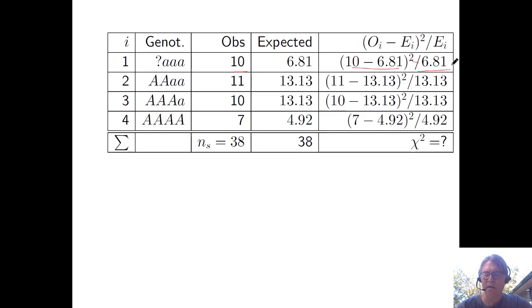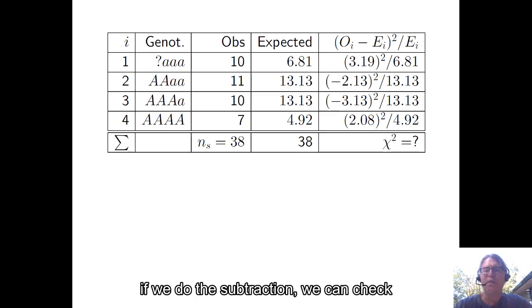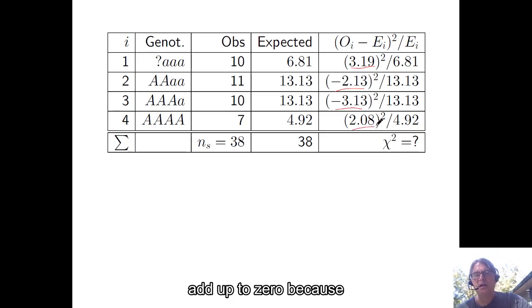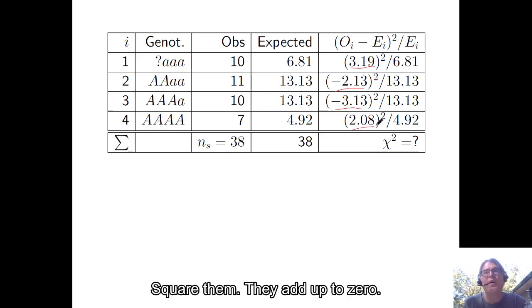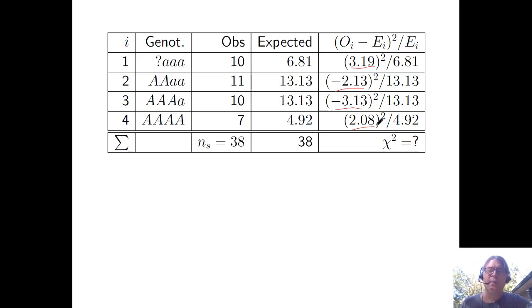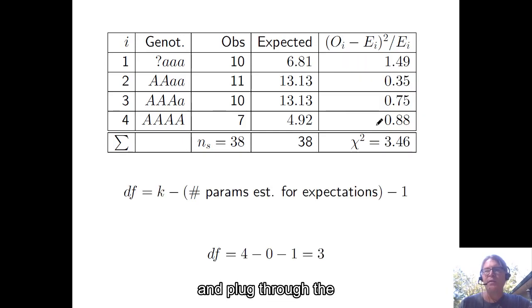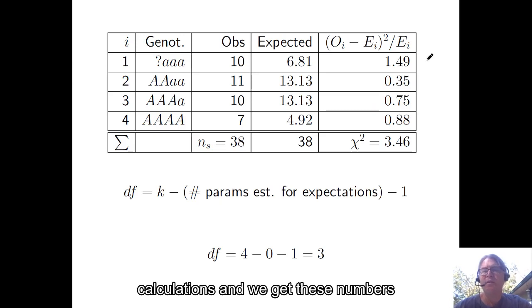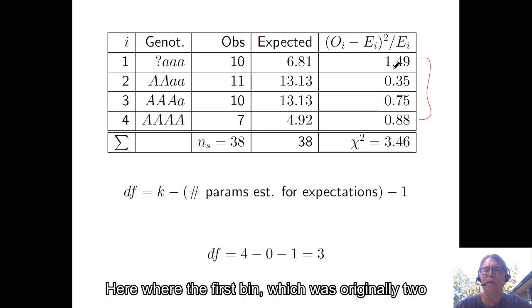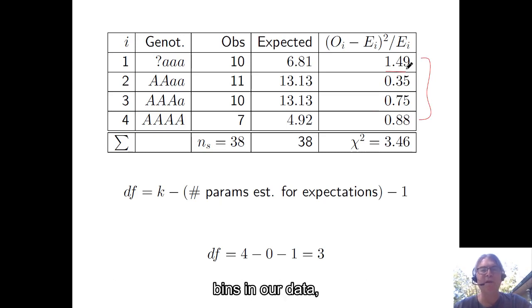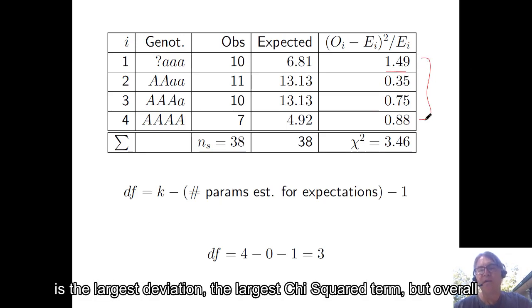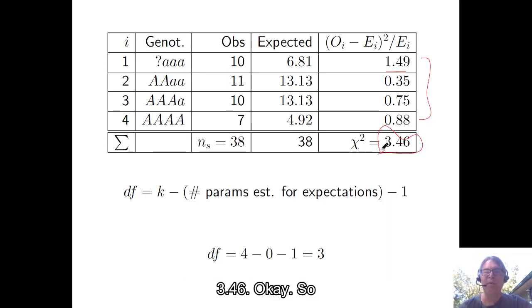Remember that if we do the subtraction, we can check ourselves that all of these numbers should add up to 0 because those are deviations. Before we square them, they add up to 0. So they do in this case. We go ahead and plug through the calculations, and we get these numbers here, where the first bin, which was originally 2 bins in our data, is the largest deviation, the largest chi-squared term, but overall the sum is quite small, 3.46.